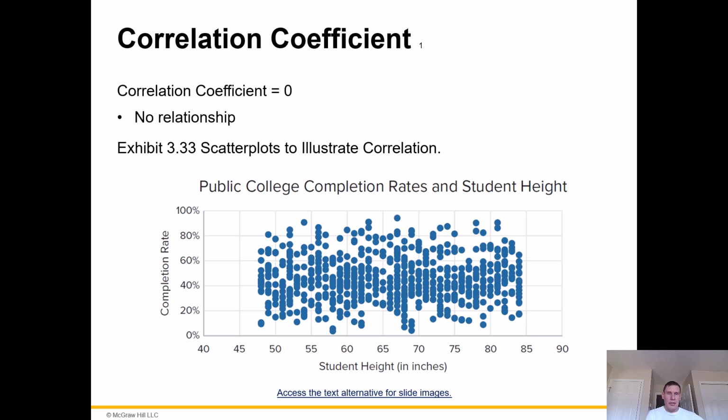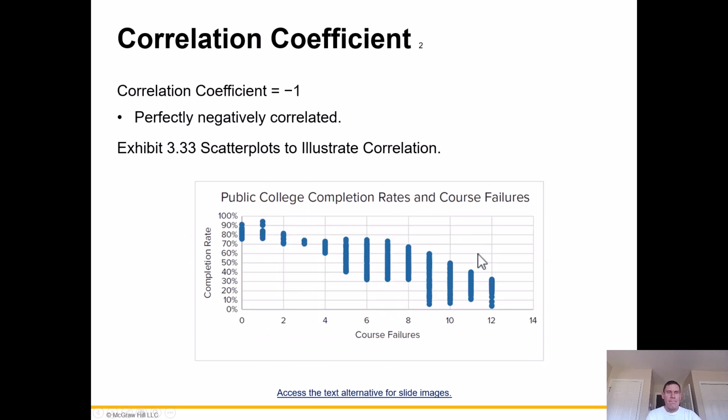The correlation coefficient is 0 if there's no relationship. If it was 1, it would be a perfect positive relationship. If it was -1, it would be a perfect negative relationship. But we can look at the data here and you just notice it's kind of everywhere. So we can indicate that there isn't really any correlation there.